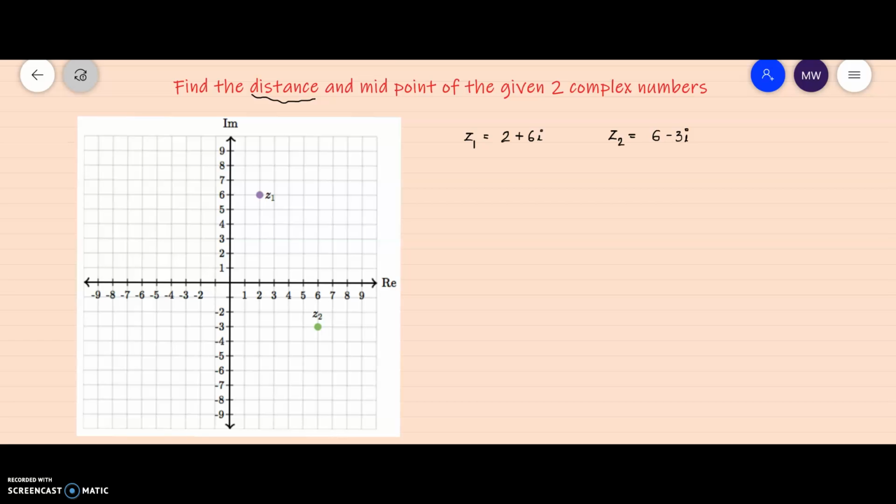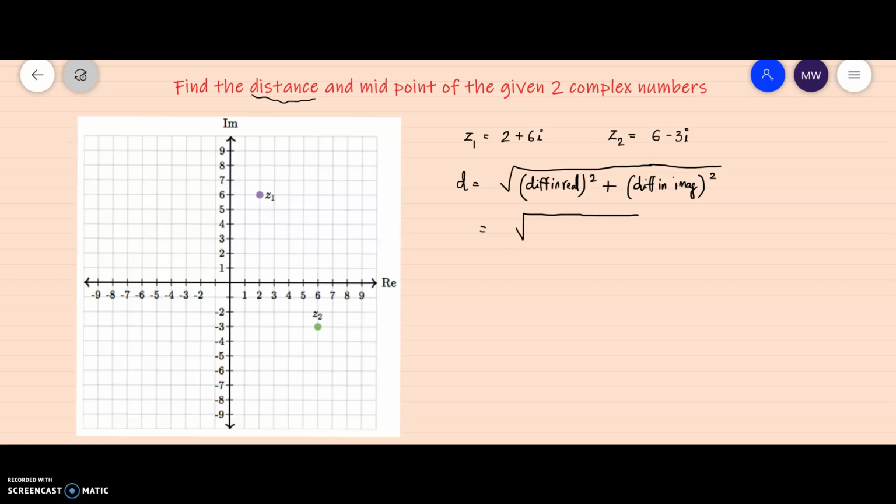So we're going to apply the distance formula. The distance formula d is equal to the square root of the difference in the real part, the whole squared, plus the difference in the imaginary part, squared. So all you have to do is find the difference in the real, the whole squared, plus the difference in the imaginary, the whole squared, and take its square root to find the distance between z1 and z2.